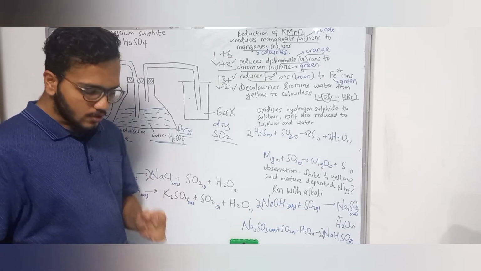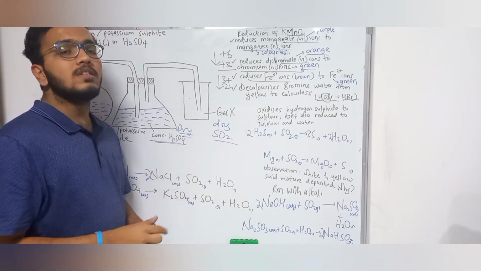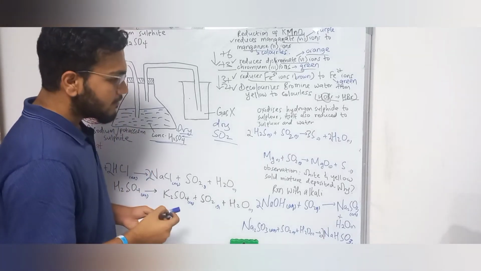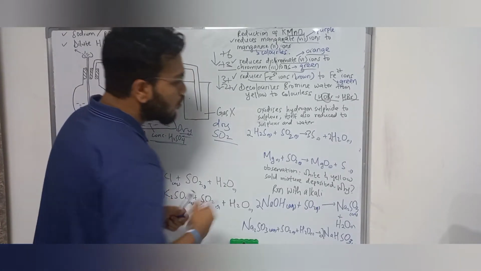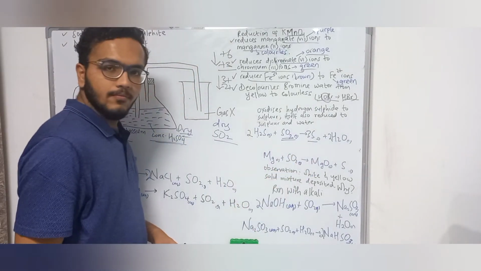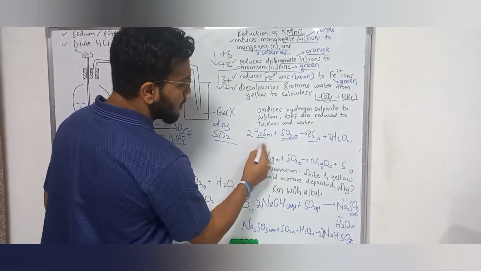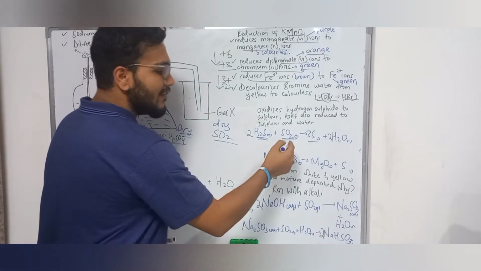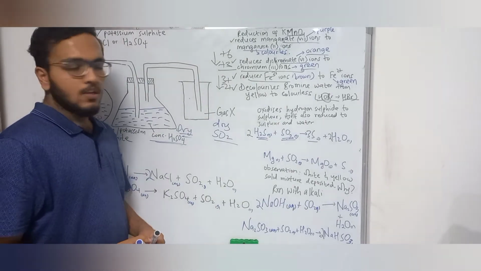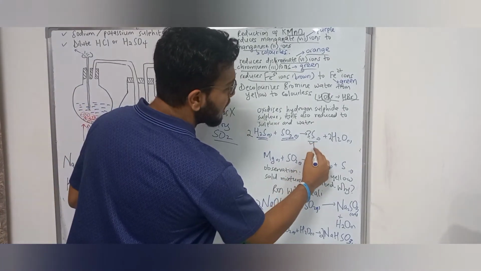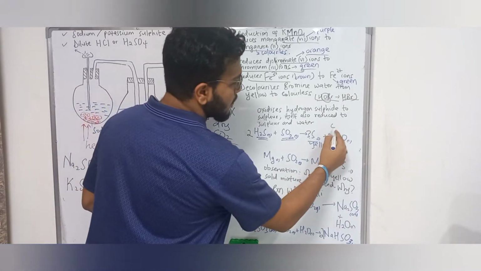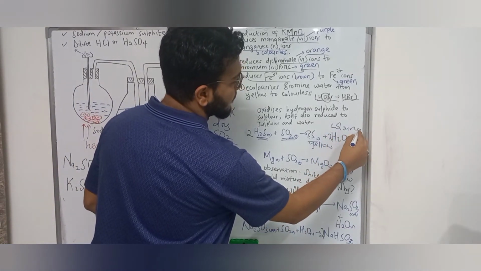Why? Because SO2 will oxidize hydrogen sulfide to form sulfur. Okay? So SO2 will oxidize hydrogen sulfide to form sulfur. Isn't it? The hydrogens will be removed and itself will be reduced to sulfur and water. So sulfur being yellow is the reason for the yellow solid, and the colorless liquid is because of the water.